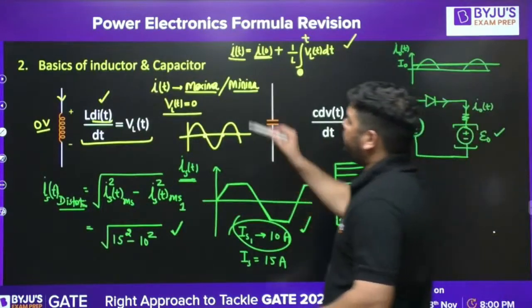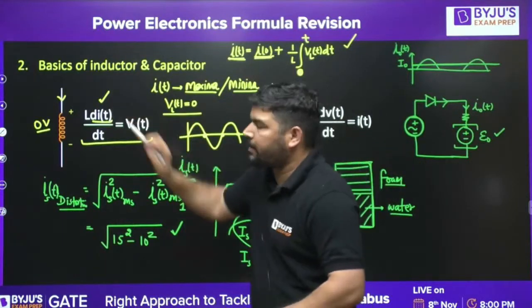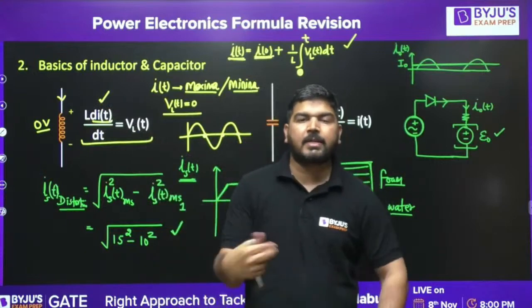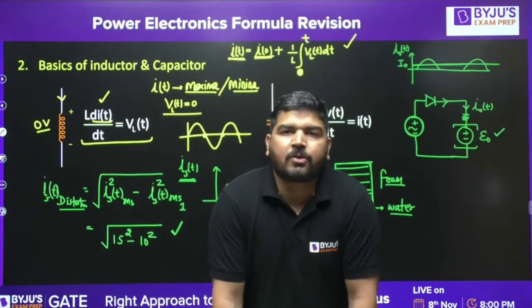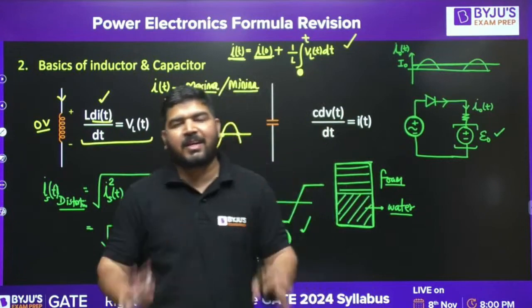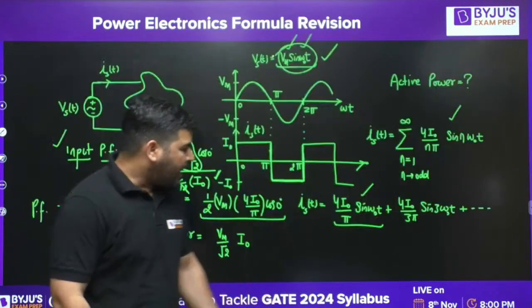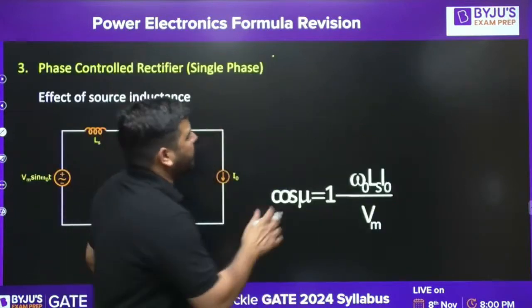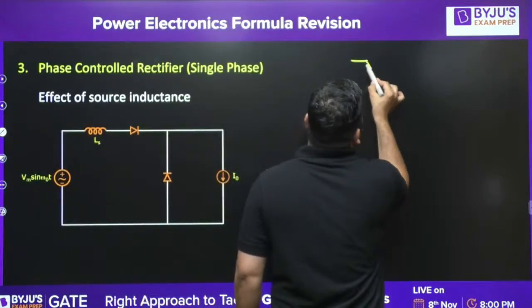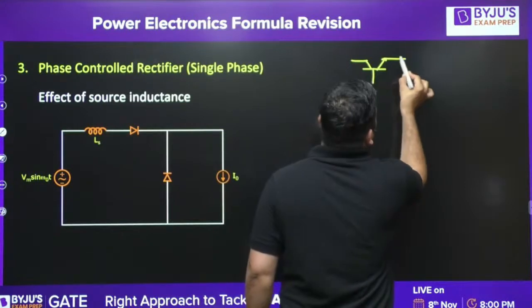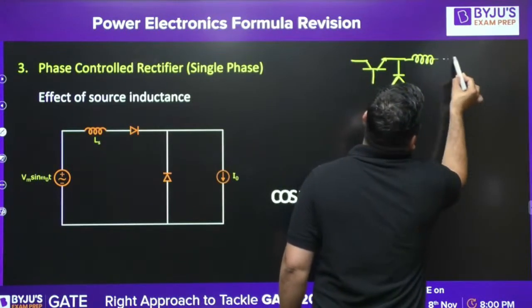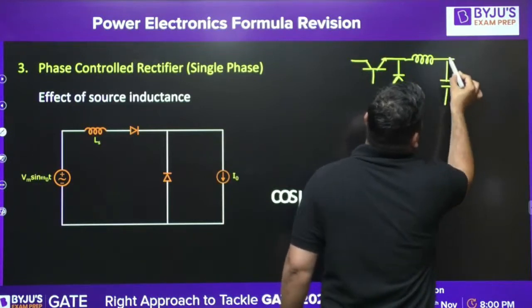Okay, let me repeat this again. If the current through the inductor is periodic, then the average voltage across the inductor will be 0, and vice versa. If the average voltage across the inductor is 0, then the current will be periodic. Now, you will encounter this statement in DC-DC converters also. Let's say I have a buck converter, a DC-DC converter. In a DC-DC converter, we have an inductor in every type, in buck converter, boost converter or buck-boost converter.